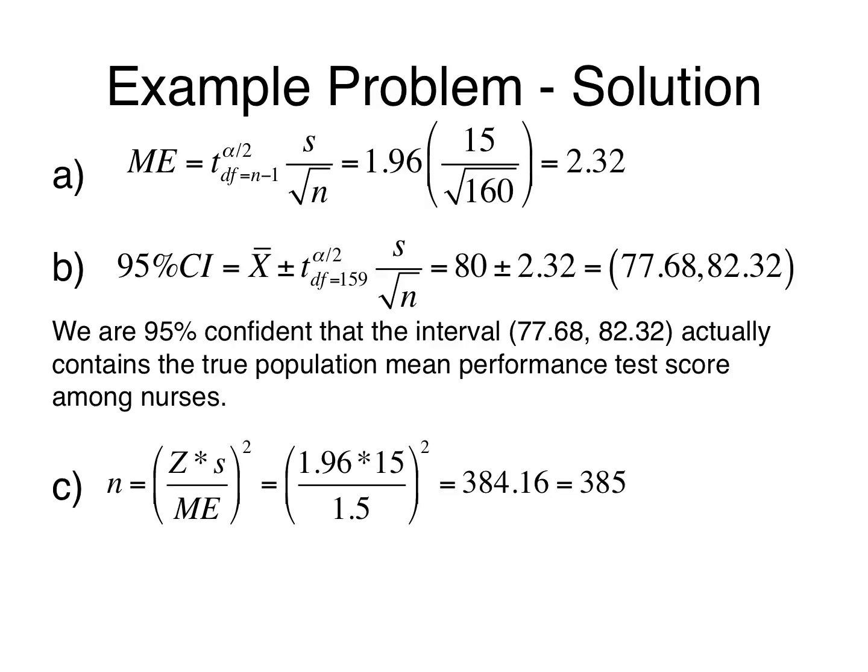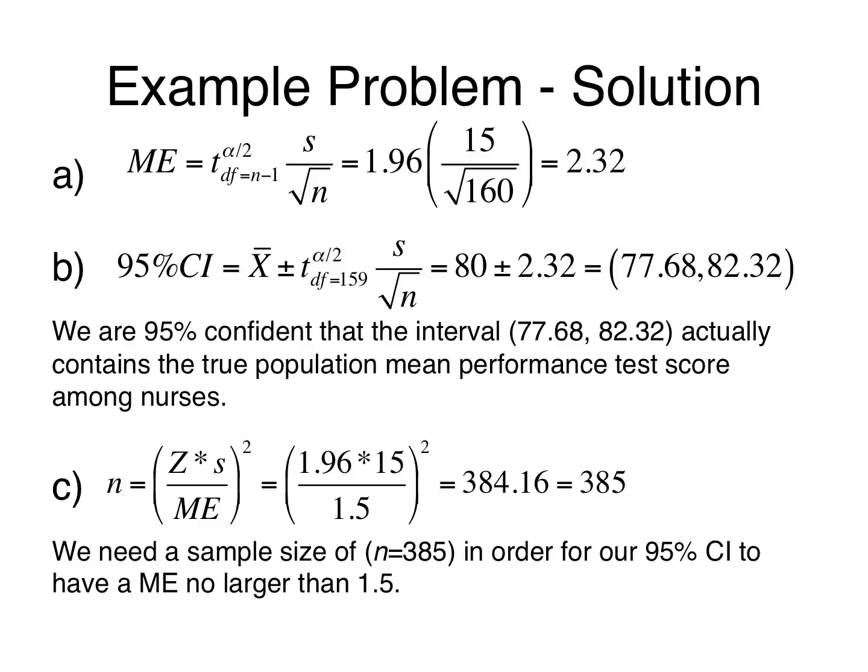384.16. But we can't have a sample with 0.16 of a person, so we always round this answer up, and this gives us 385. And our interpretation is that we need a sample size of 385 in order to have a margin of error no larger than 1.5.